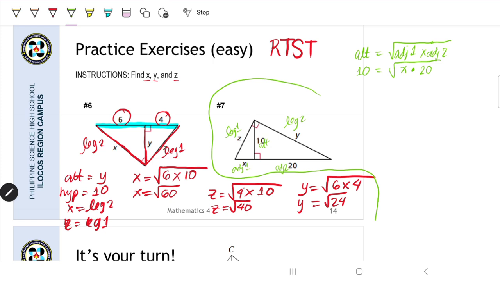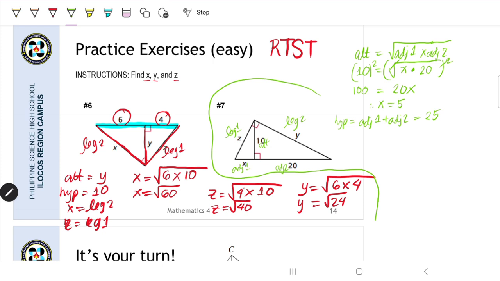So we have here one equation, one unknown. We can solve for x, get the square of both sides para matanggal yung square root. 10 squared is 100. Then cancel, this is 20x. Therefore, x is equal to 100 divided by 20, which is equal to 5. Okay? So after solving for adjacent 1, so this is 5. Then we can get hypotenuse, because hypotenuse is just adjacent 1 plus adjacent 2. 5 plus 20, that is 25.